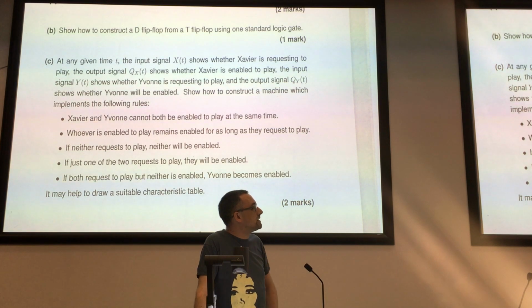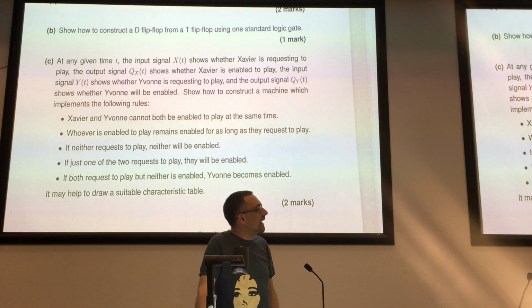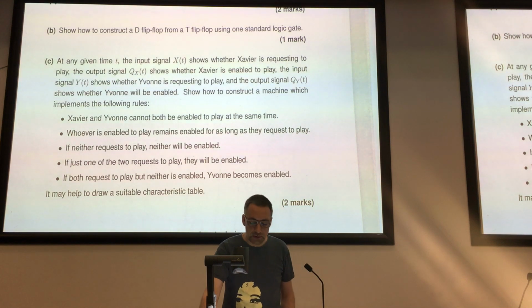At any given time t, the input signal x of t shows whether Xavier is requesting to play. The output signal qx of t shows whether Xavier is enabled to play. And similarly with y of t for Yvonne and qy of t. Show how to construct a machine which implements the following rules.